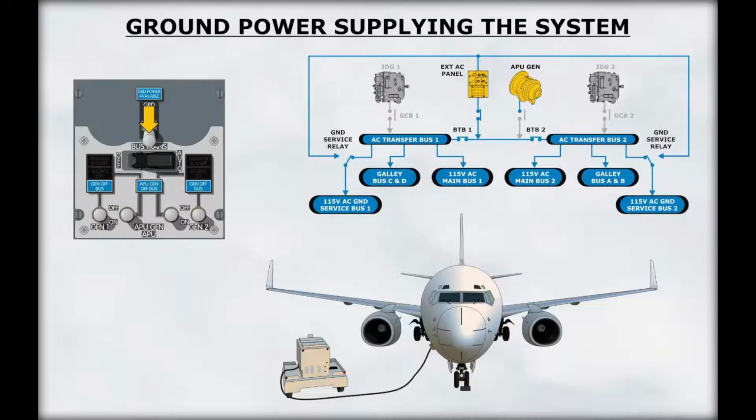Placing the ground power switch to on will connect external power to both transfer buses and remove the previous power source. Recall that it is not possible to power one transfer bus from the GPU and the other transfer bus from the APU. Therefore, if the APU is powering both transfer buses, placing the external power switch to on will disconnect the APU power from both transfer buses, and they will now be powered by the GPU.